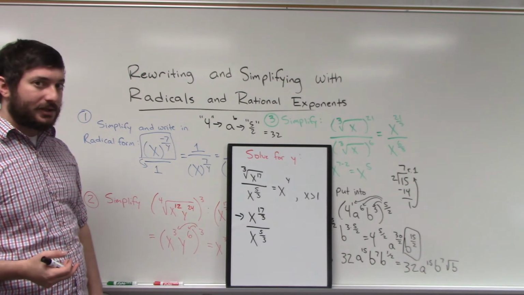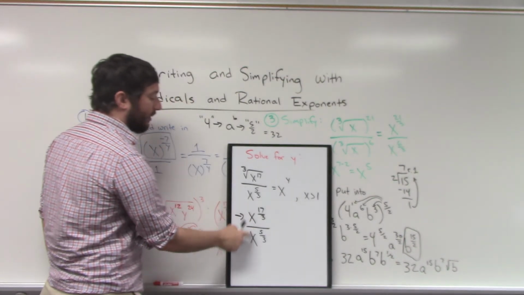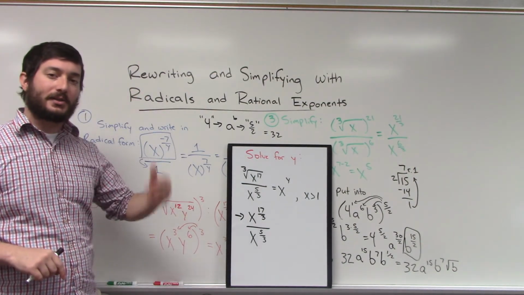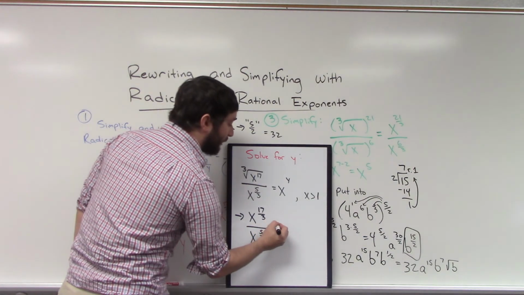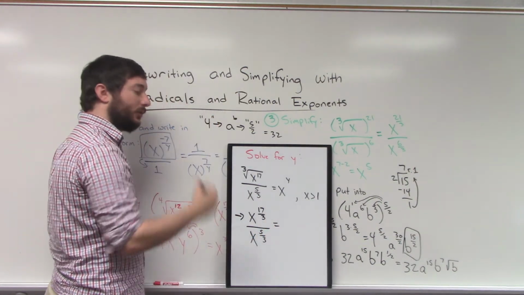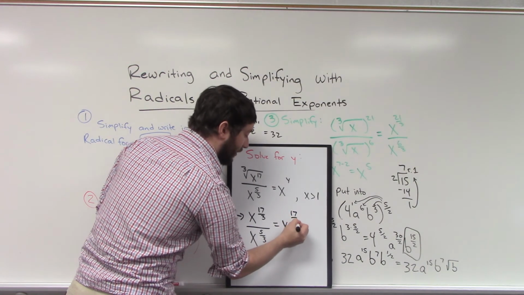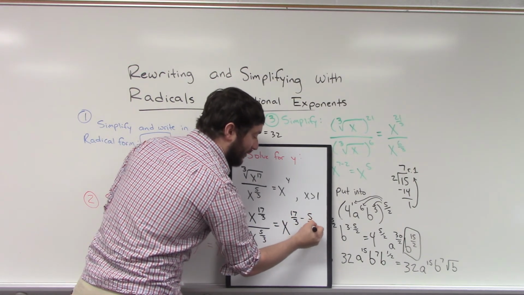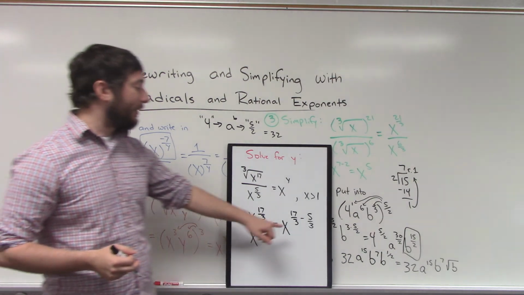Think about what it is. It's the quotient rule, right? We're dividing 2 numbers that have the same base, x over x. We talked about this in the previous example. What does that mean? Well, we want to subtract numerator minus denominator. Yes, those are fractions. Yes, you guys can do that. You guys are smart, okay? Not that difficult.